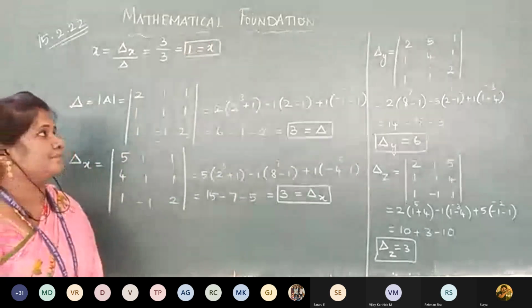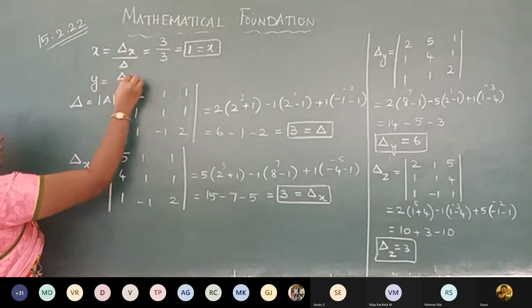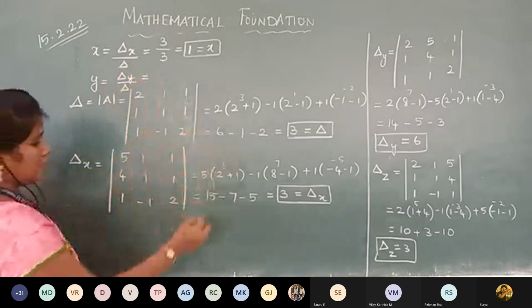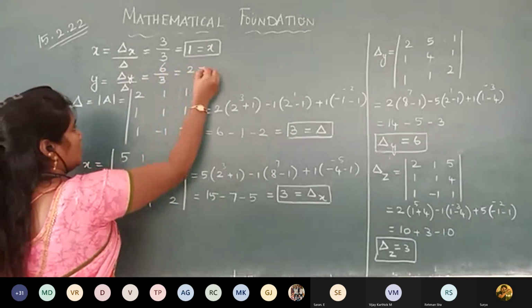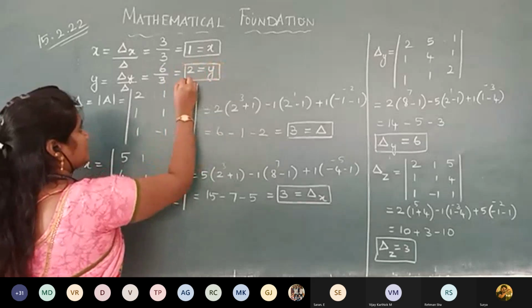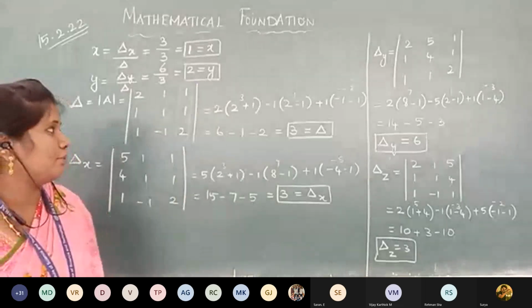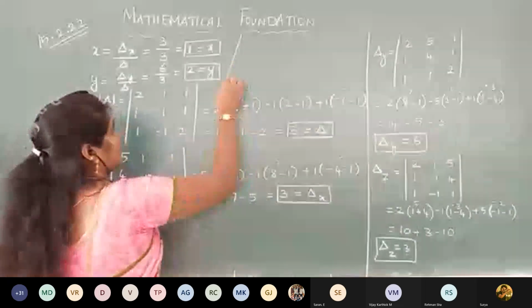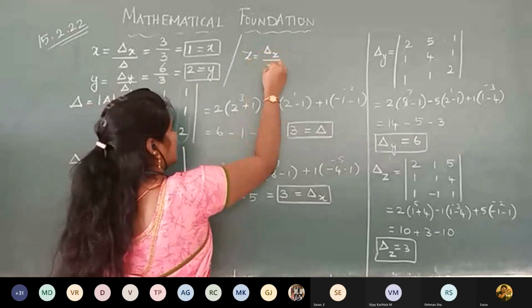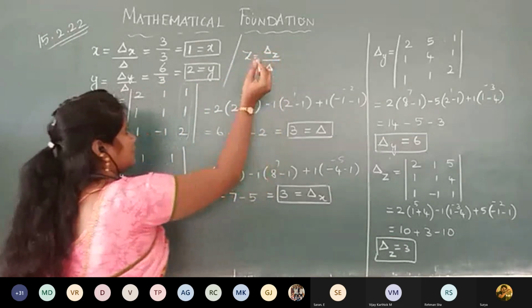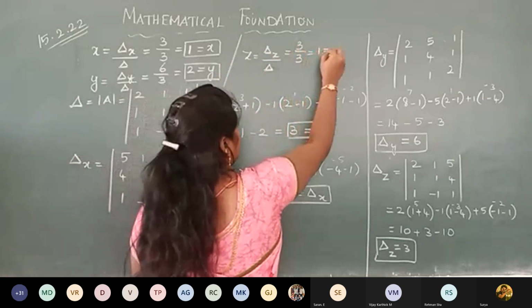Similarly, find out for y. Your y is equal to delta y by delta. So delta y is 6, 6 by 3, which is equal to 2, which is your y. So x is equal to 1, y is equal to 2, and finally z is equal to delta z by, sorry, delta z by delta. So that will be 3 by 3, which will be equal to 1. That is yours.